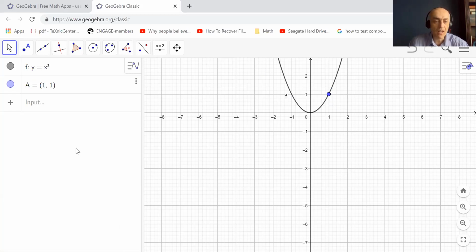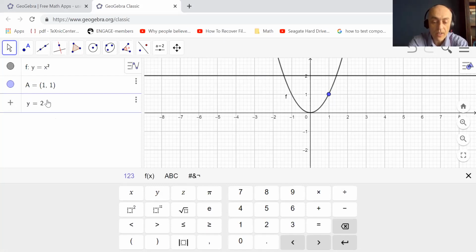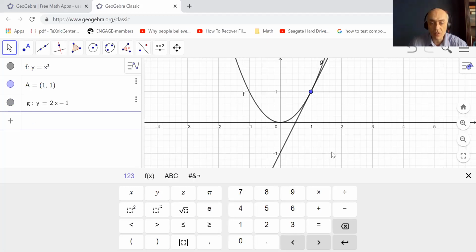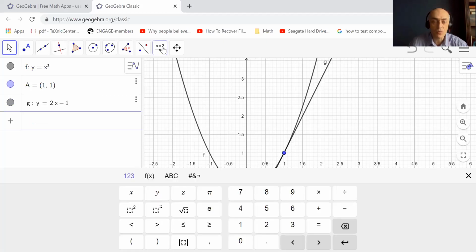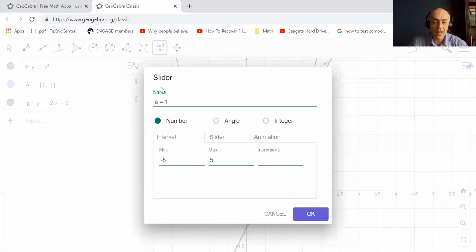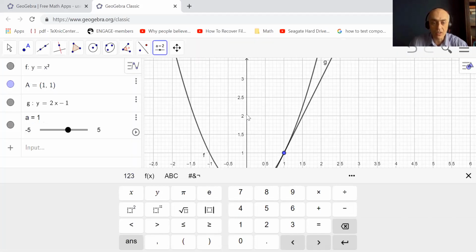And over here, I want to do the tangent. The tangent we just figured out was y equals 2x minus 1. And that's the tangent right there. And what I want to do here, let's zoom in a little bit. What I want to do, which is slightly different and easier to do than in the previous program, is choose a slider. So I'm going to put the slider here, and it's calling it A. That's fine. Let's call it A.